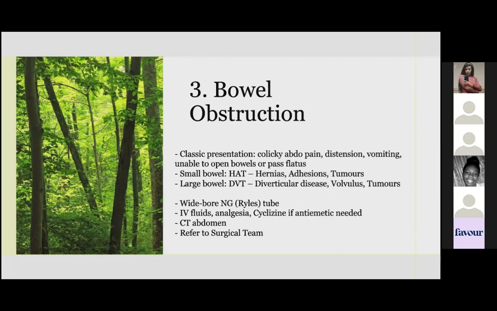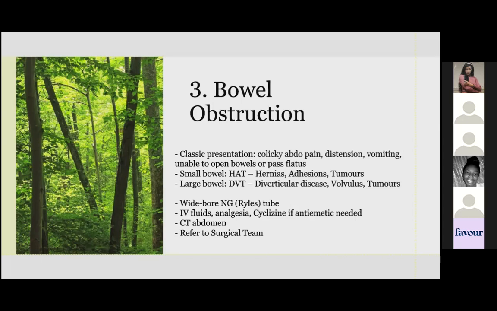and again, tumours. So if the patient's actively vomiting, then you need to put in a wide bore NG tube and leave this open to free drainage. So this essentially empties the contents from the stomach and reduces the risk of aspiration. You need to give IV fluids, analgesia, and if an antiemetic is needed, cyclizine tends to be preferred. One thing to note with cyclizine is, especially if given quickly, it can drop a patient's blood pressure. So if they're unstable, I'd be cautious about giving this.